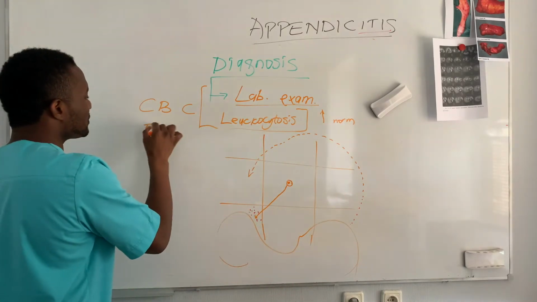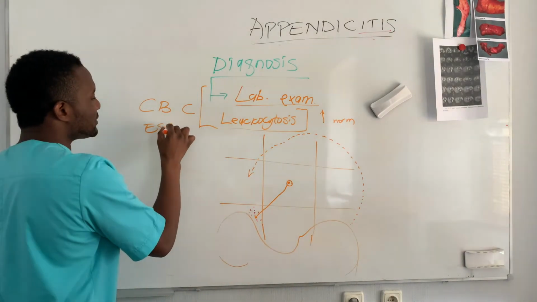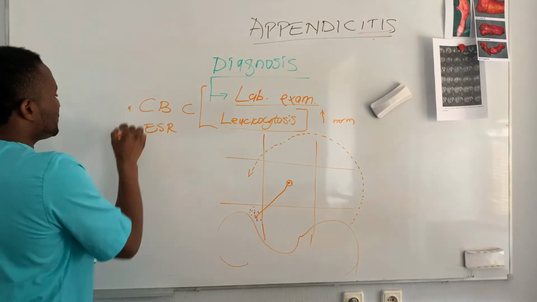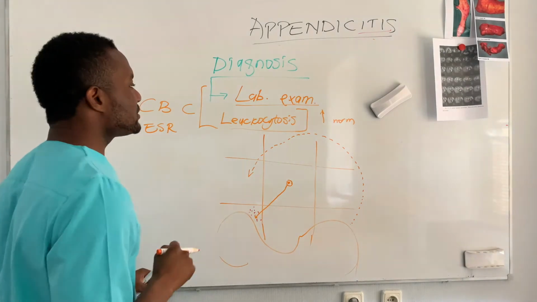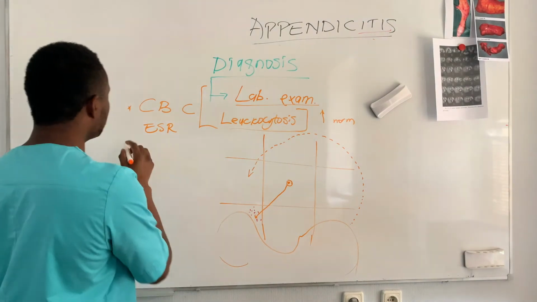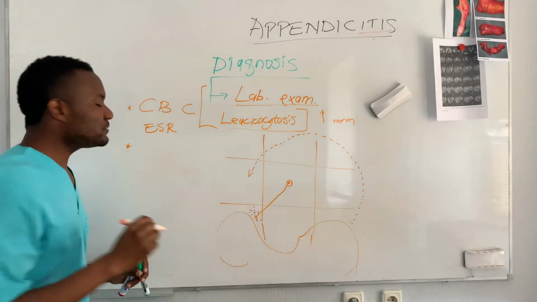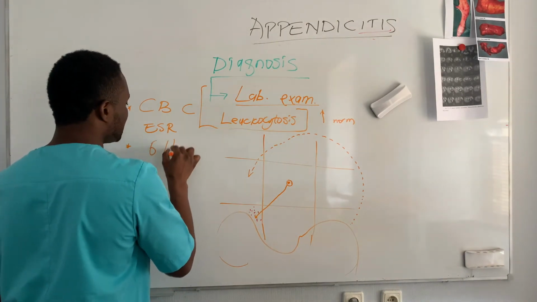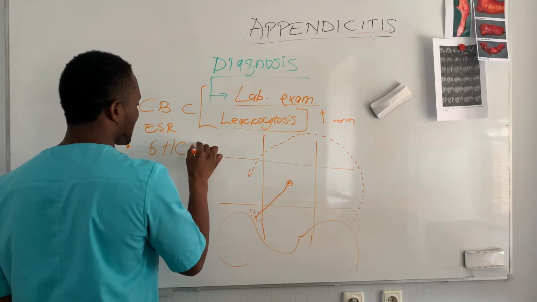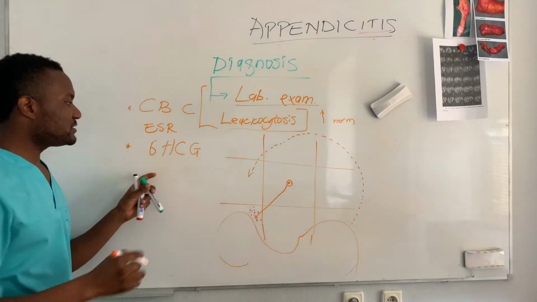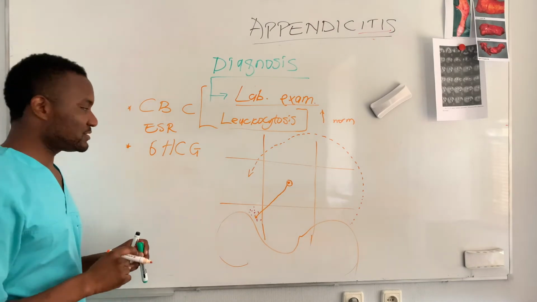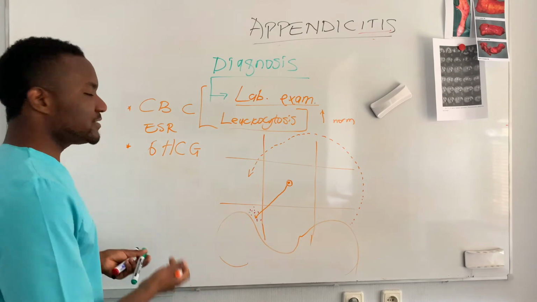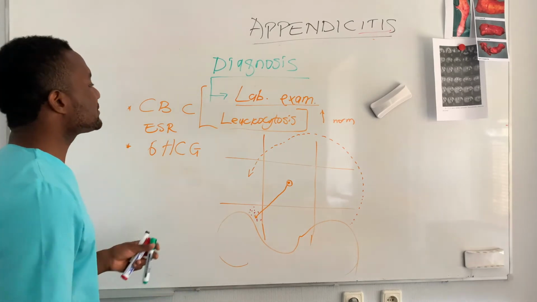And you also have to look out for your ESR, the erythrocyte sedimentation rate. It's number 1 for your lab. And what if the patient is a female patient? You may want to order beta HCG. Beta HCG will rule out pregnancy because it might be an ectopic pregnancy mimicking appendicitis.